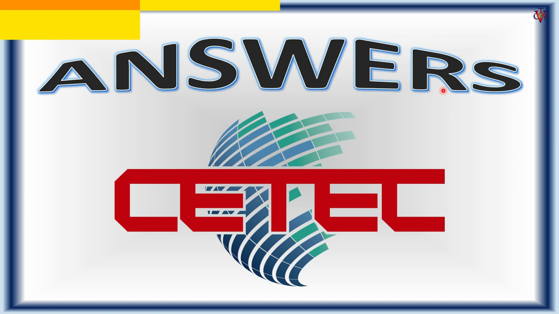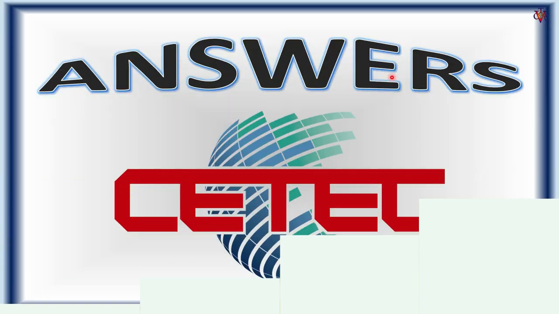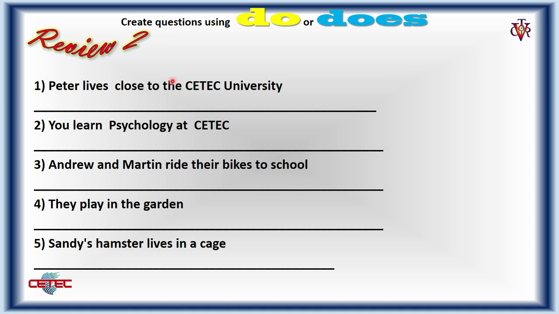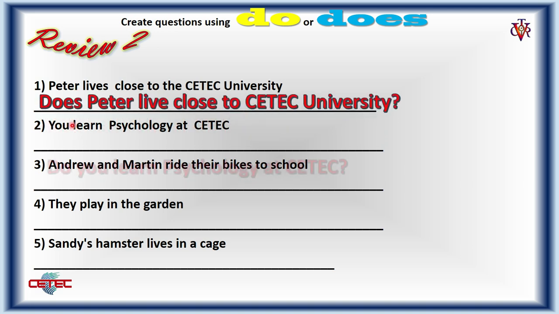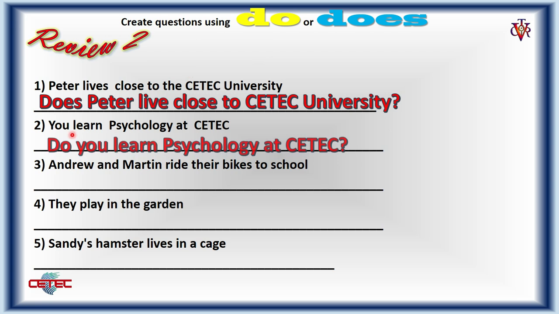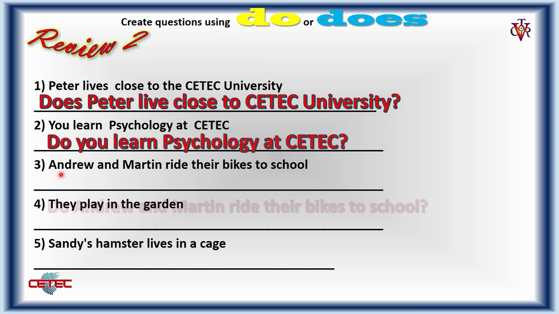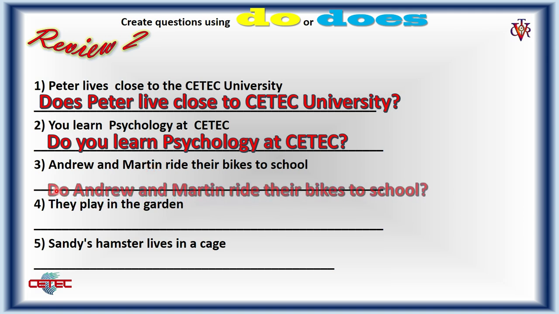Now, let's check your answers. Number 1. Peter lives close to the Tech University. So now, we have to use do or does. Here, in the first sentence, Peter is singular. That means does. Number 2. You, plural. So they use do. Number 3. Andrew and Martin, plural. So they have to use do.